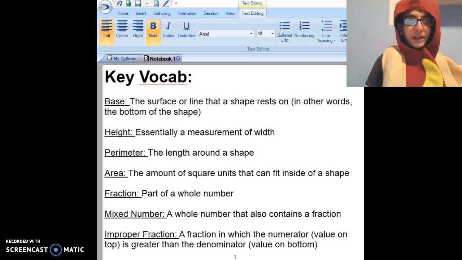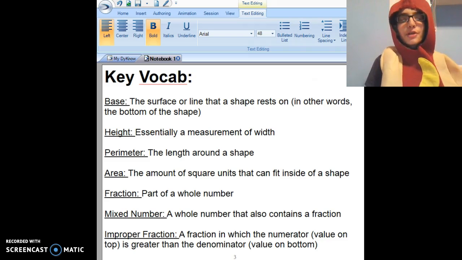Base, the surface or line that a shape rests on. In other words, the bottom of the shape. Height, essentially a measurement of width. Perimeter, the length around a shape. Area, the amount of square units that can fit inside of a shape. Fraction, part of a whole number. Mixed number, a whole number that also contains a fraction. Improper fraction, a fraction in which the numerator, the value on top, is greater than the denominator, the value on the bottom. So now let's move on to some submissions sent in by fans.